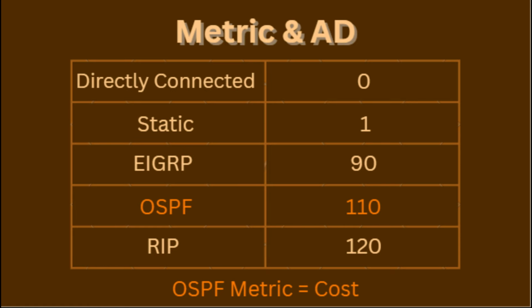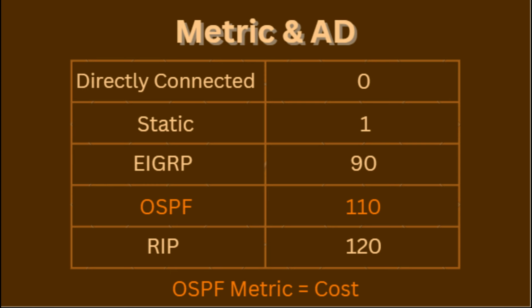When working with OSPF, you need to know two things: administrative distance and metric. Administrative distance is how a router decides which routing source to trust when multiple protocols provide routes. OSPF has a default AD of 110, which means it's less preferred than EIGRP at 90, but more trusted than RIP at 120. Metric in OSPF is based on cost, calculated as reference bandwidth divided by interface bandwidth. The lower the cost, the more preferred the path.